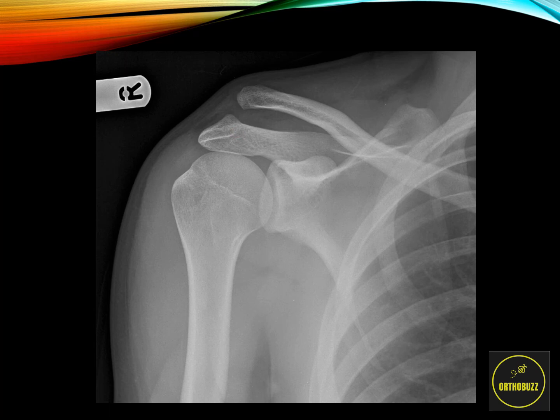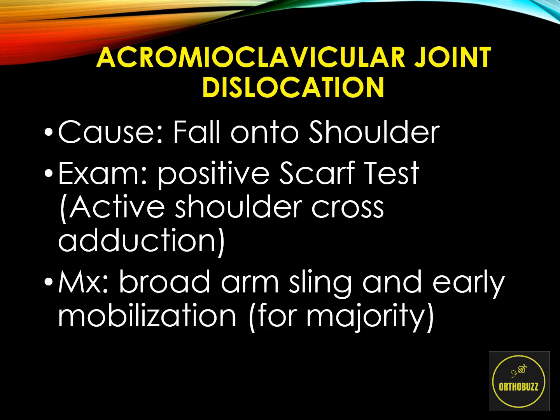Now, again, we'd want to take a full history. We've already taken imaging, assessed the neurovascular status, and then think about how we're going to manage these injuries. Now, these are caused by a fall onto the shoulder, and if we really want to test this, although it's not recommended as it's most likely painful and the diagnosis can easily be ascertained from the X-ray, we could do a scarf test, which is where we flex the patient's shoulder to 90 degrees and again ask the patient to touch the opposite shoulder with their hand.